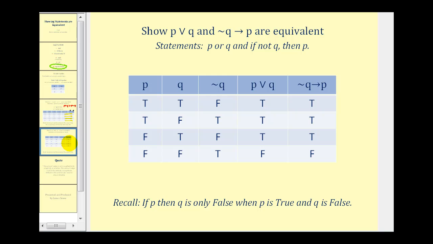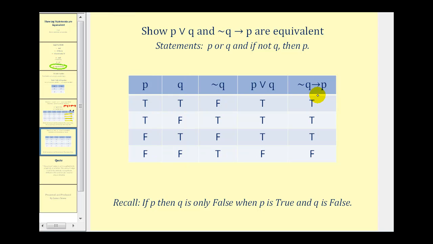Here we want to show that P or Q and if not Q, then P are equivalent. So notice this one does not require not P, so we have P, Q, and not Q. So for P or Q, we'll take a look at the first two columns. And again, it's an or, so it only requires one of these to be true, or we could say that it'll only be false when they're both false. Here's where they're both false, and notice this is the only time P or Q is false. Everywhere else it's true.